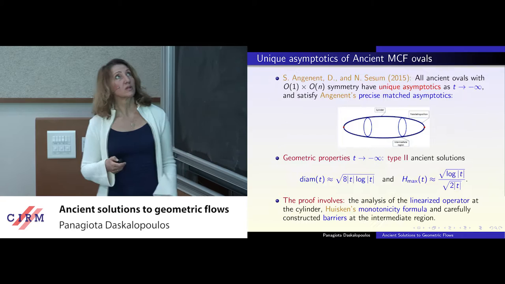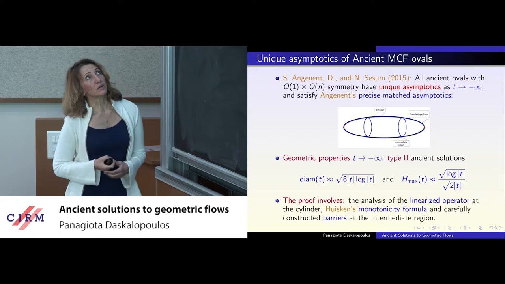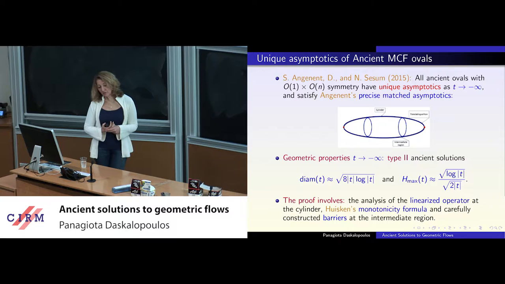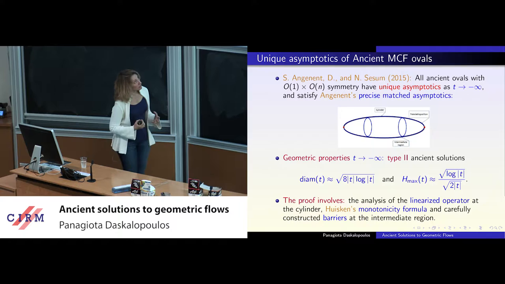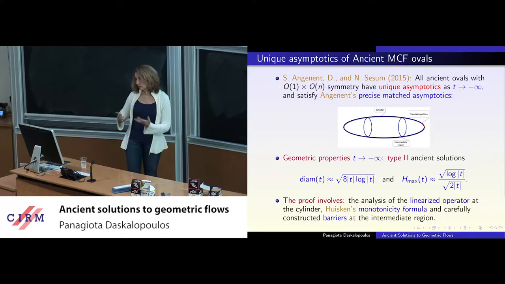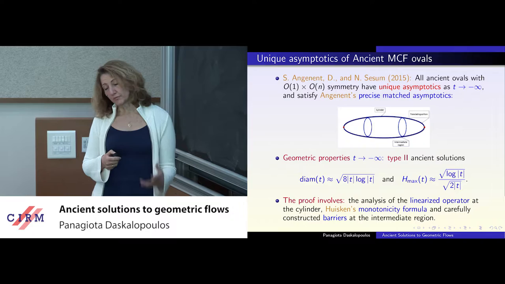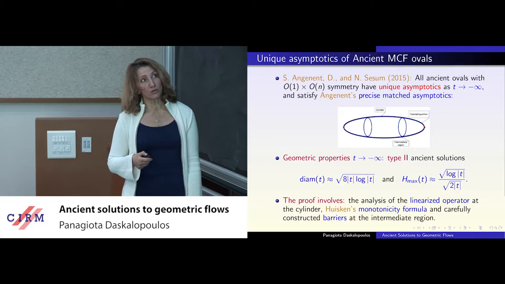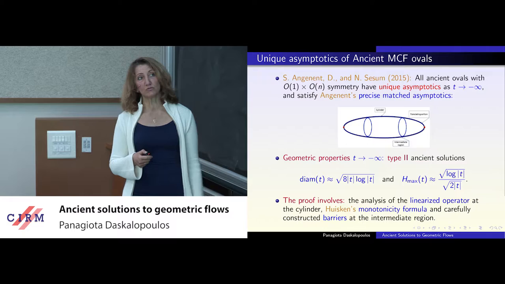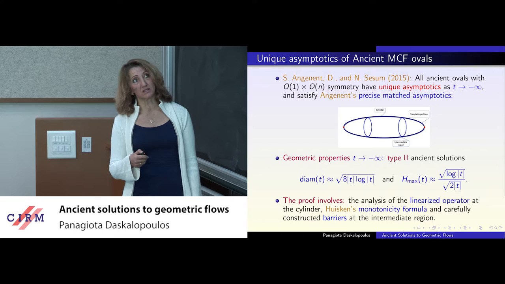And Sigurd Angenent in 2012 gave precise asymptotics as t approaches minus infinity about the solutions. And so what we did recently, jointly with Sigurd Angenent and Natasa Sesum, is we showed that every rotationally symmetric ancient non-collapsed solution of the mean curvature flow satisfies the asymptotics of Sigurd Angenent. In particular, we proved geometric properties of the solutions. So we showed what is the exact size of the diameter as t approaches minus infinity, and the exact size of the maximum curvature, even with the exact constant. And the maximum curvature, of course, is achieved at the tips.